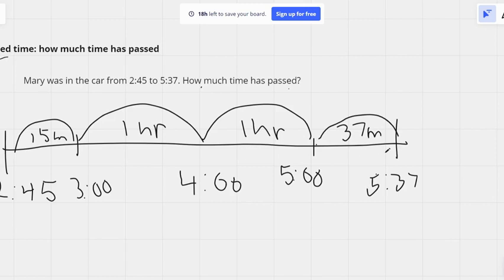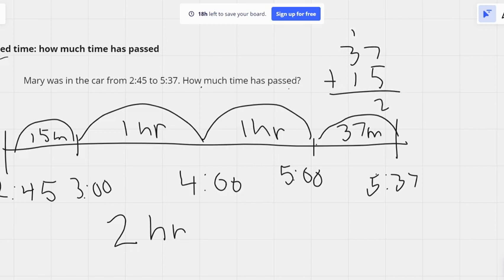So I know that I have 2 hours. And then I need to add up the minutes. 37 plus 15. 7 plus 5 is 12. 3, 4, 5. So 52 minutes. So I can put 52 minutes here. And since it's not over 60, I don't need to change it to another hour. 52 minutes is less than an hour. So my answer is 2 hours and 52 minutes.